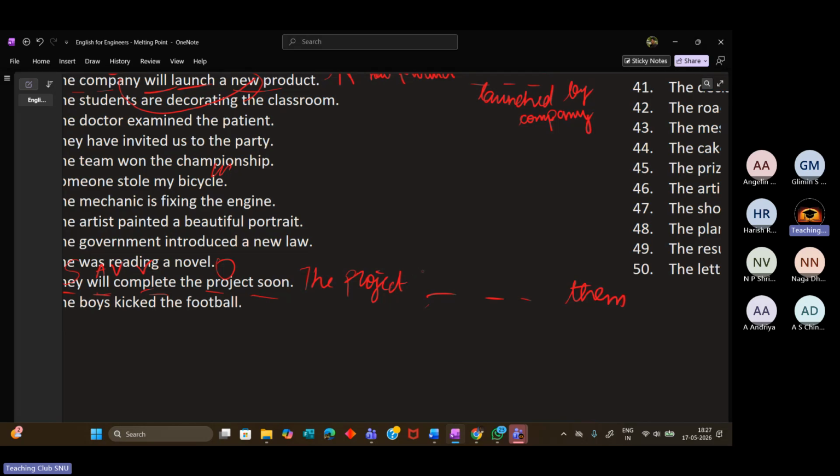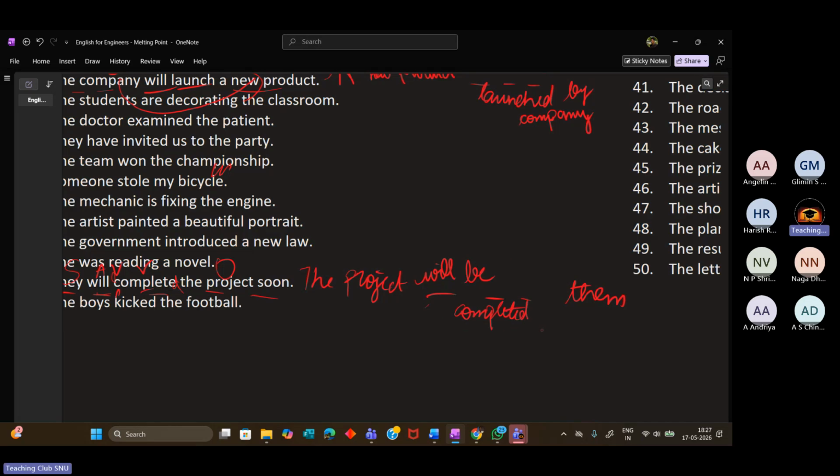Okay. So what will we put? Will complete, future simple, becomes what? What do we do? We add a be in the middle and we make it past participle, right? So what we do? The project will be completed. Yeah, will be completed.